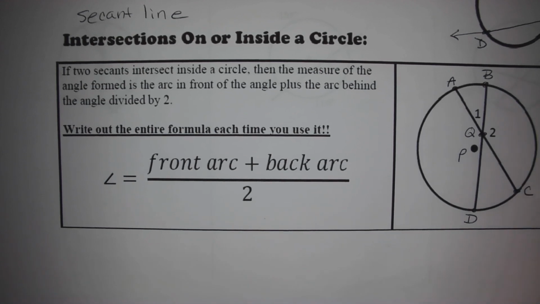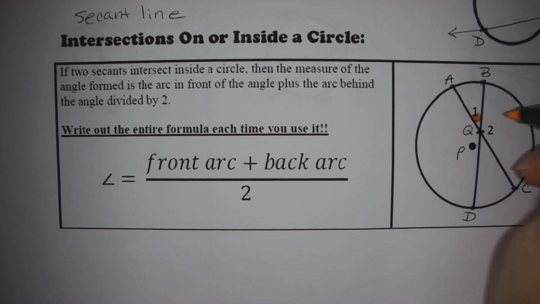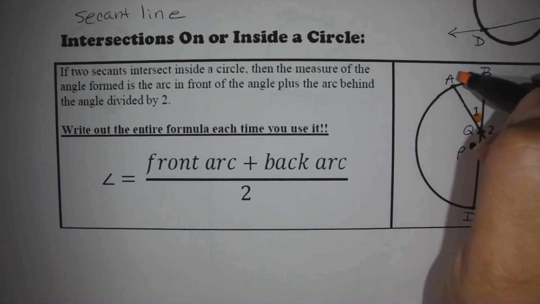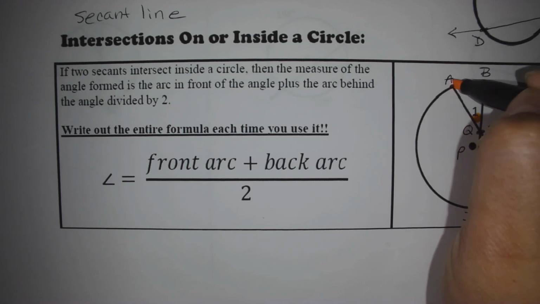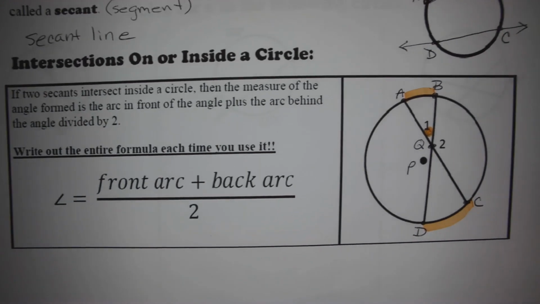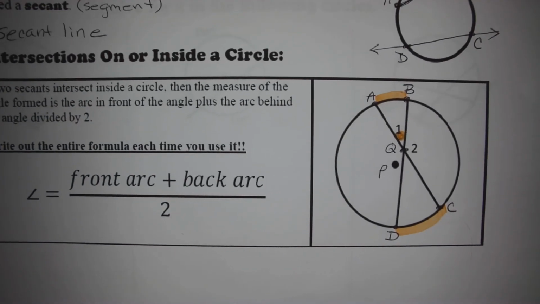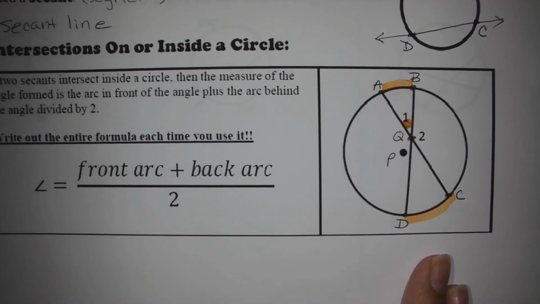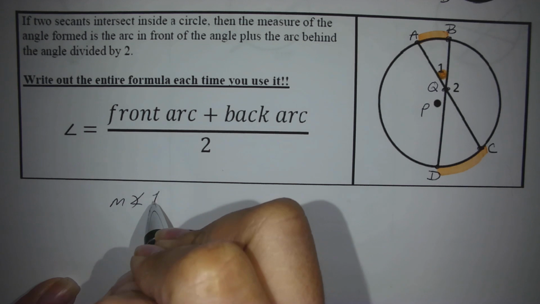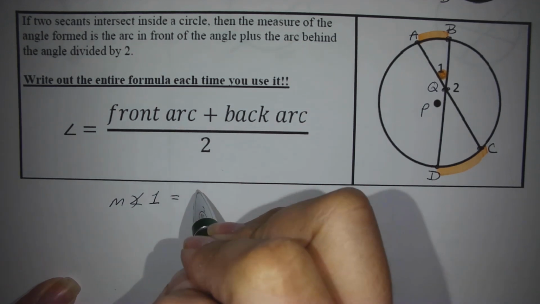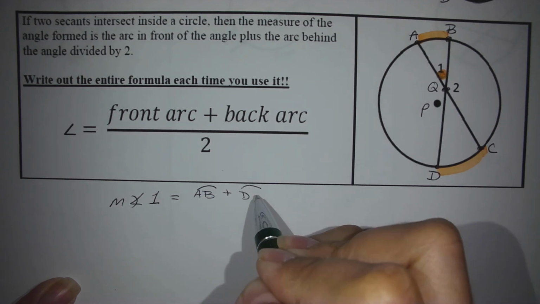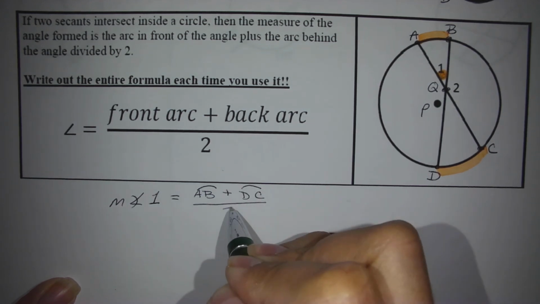For example, if we talk about angle number 1, the front arc and the back arc, AB and DC. Those are the arcs we're going to be looking at for angle 1. So I can write this generalization right here: the measure of angle 1 is arc AB plus arc DC divided by 2.